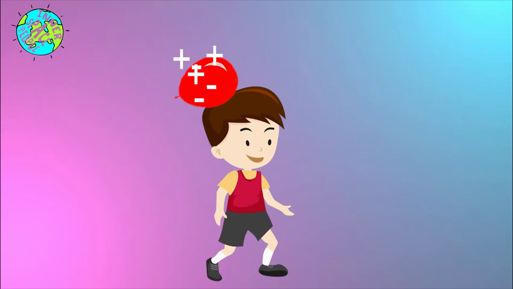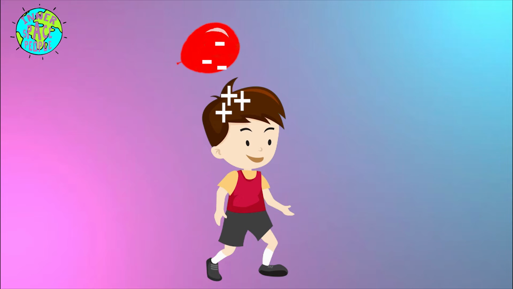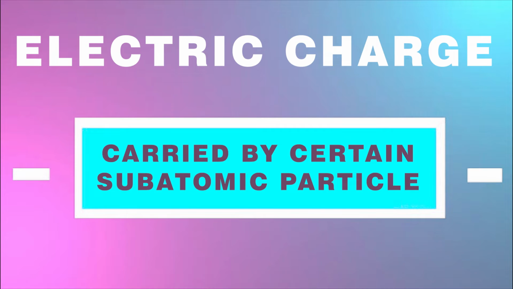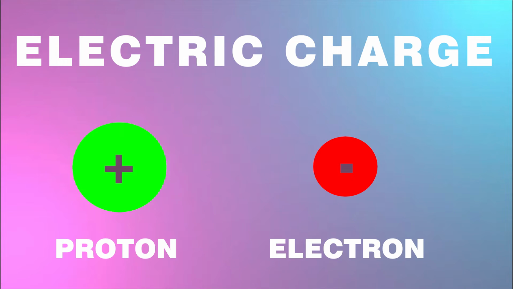The hair becomes positively charged and the balloons become negatively charged. Opposite charges attract one another, which is why your hair sticks to the balloon, and like charges repel, which is why the two balloons push each other away. This property of electric charge is carried by certain subatomic particles. The most common of these are protons, which are positively charged, and electrons, which are negatively charged. As it happens, electrons, which are the essence of electricity, are easily transferable.